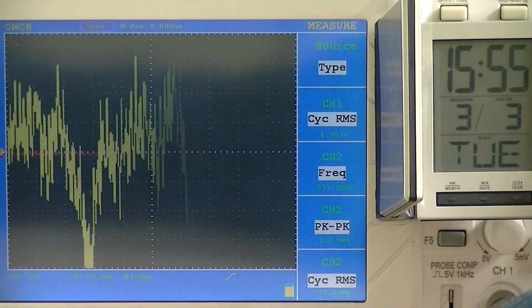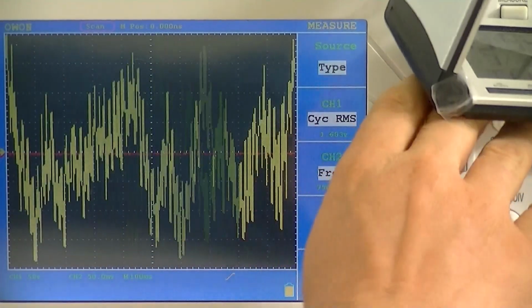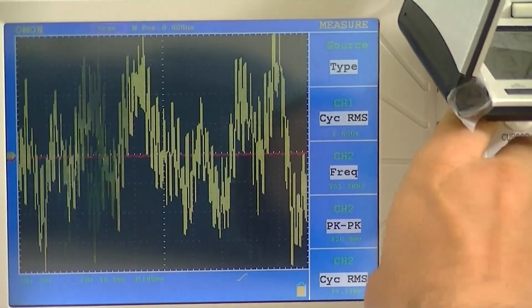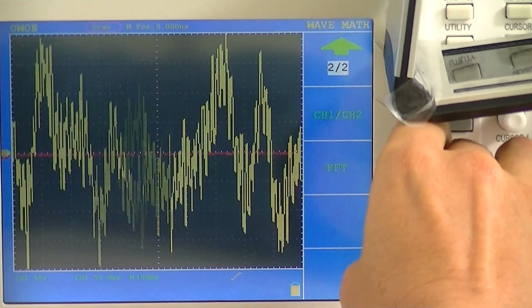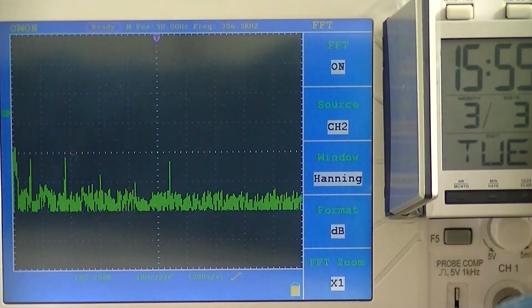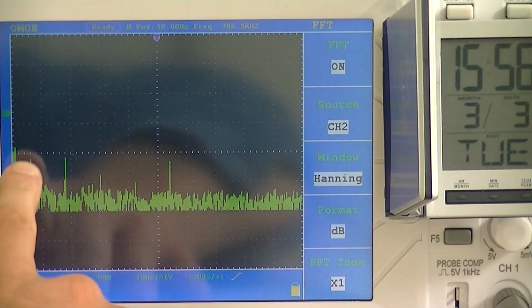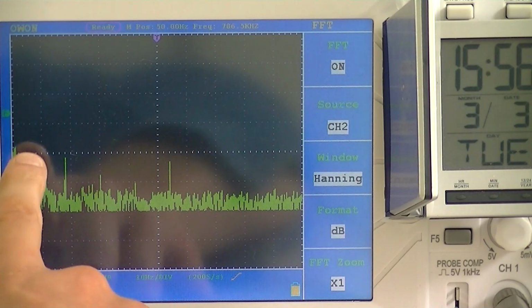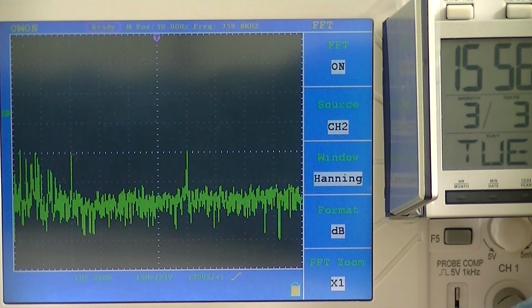So what I'm going to do now, I'm going to put a function on called the fast Fourier transform function. We can see what that gives us. And the fast Fourier transform function analyzes the frequency content of that waveform. So we're on 10 Hertz per division. So you can see we still have a 60 Hertz spike right there. But normally when the AC electrical system is on, it's much higher. So what I'm going to do is I'm going to expand that out some more.